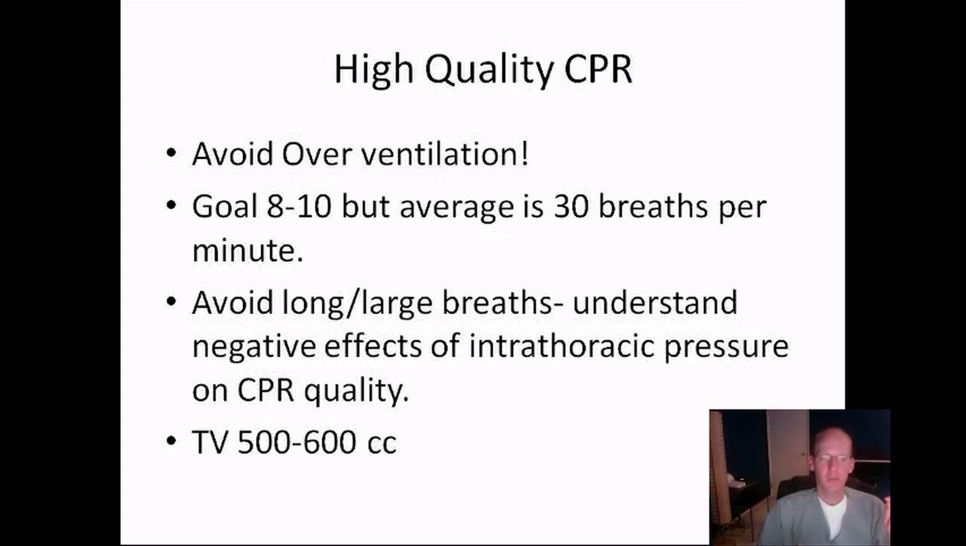In addition to a breath rate of 8 to 10 per minute, you also want to avoid large or long breaths. Both of these create a positive pressure effect in the chest, which decreases the flow to the coronaries, decreases venous return, and adversely affects the quality of the ejection.